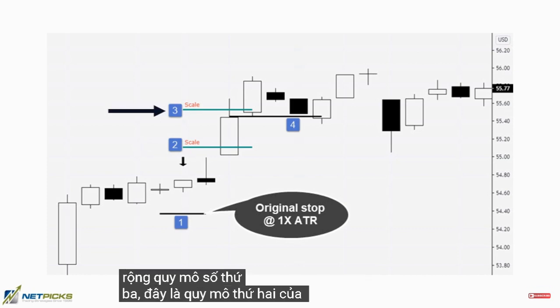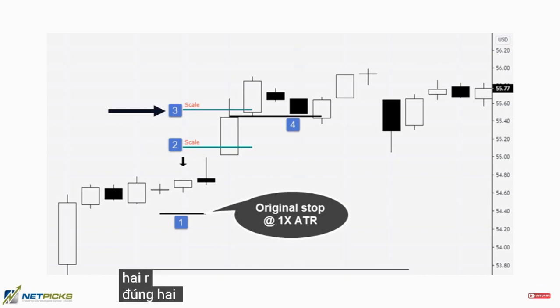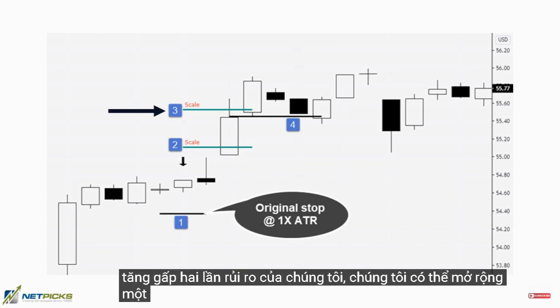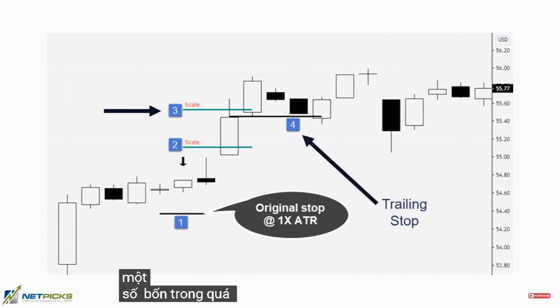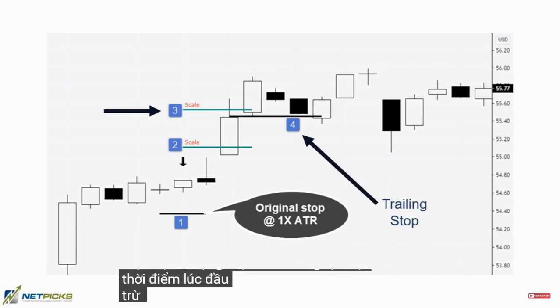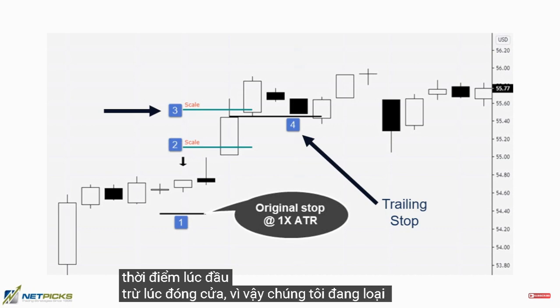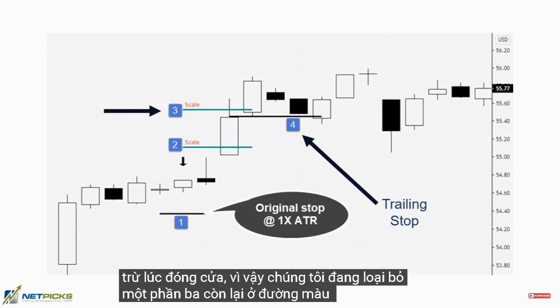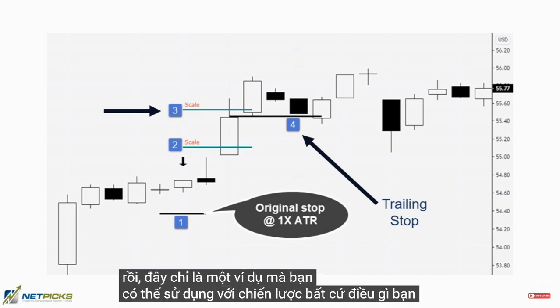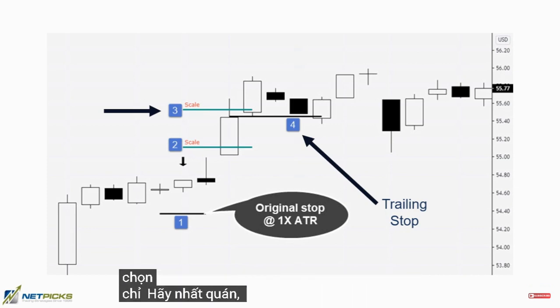Number 3, this is our second scale at 2R, right? 2 times our risk. Once the trade goes 2 times our risk, we could scale some out. And number 4, during the up move, we actually use a trailing stop at 1 times the ATR minus the close. So we're taking out the remaining third at that solid black line. Okay, this is just one example that you can use with a strategy. Whatever you choose, just be consistent.